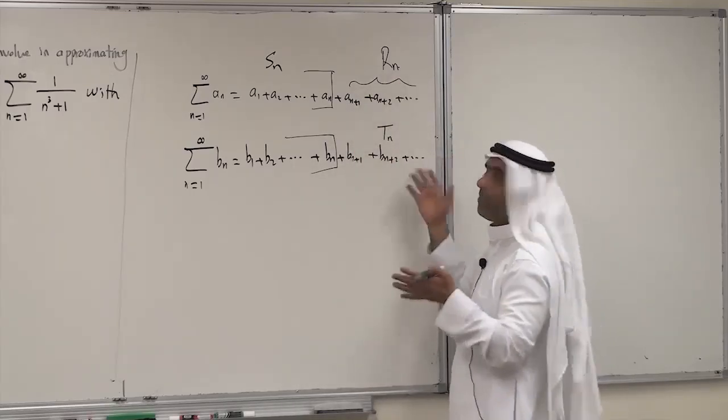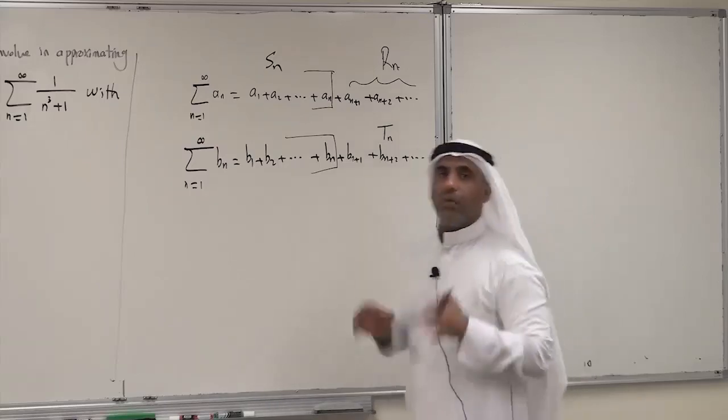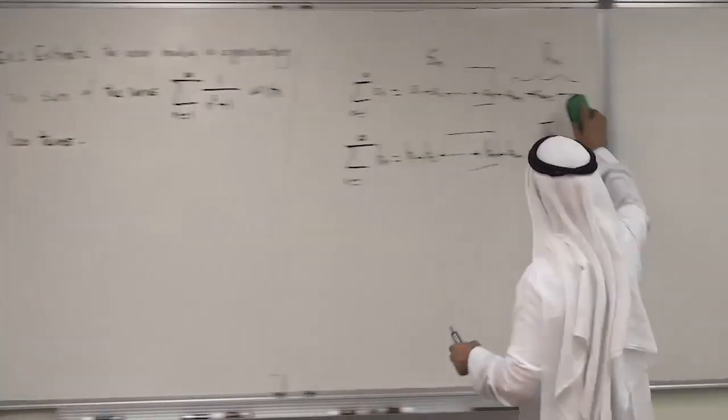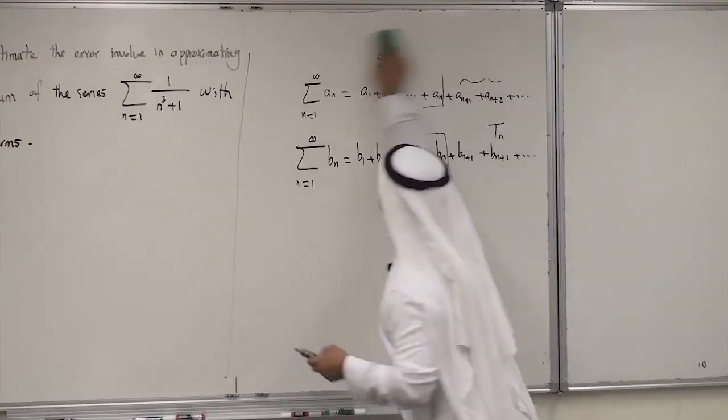Of course, this summation is supposed to be finite because we have a convergent series. If we have a convergent series, then this summation is finite. Okay, fine. So let us apply it here.